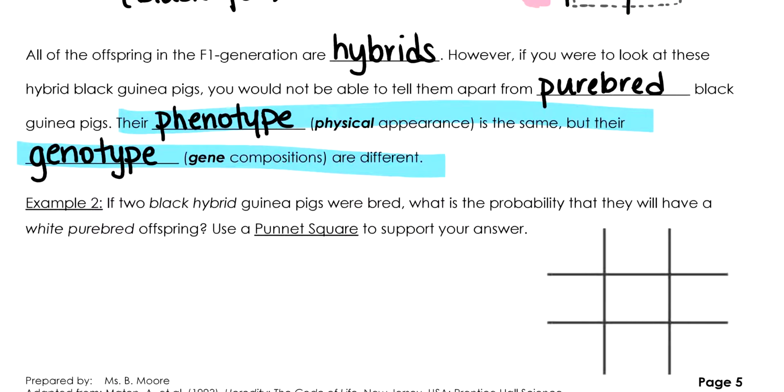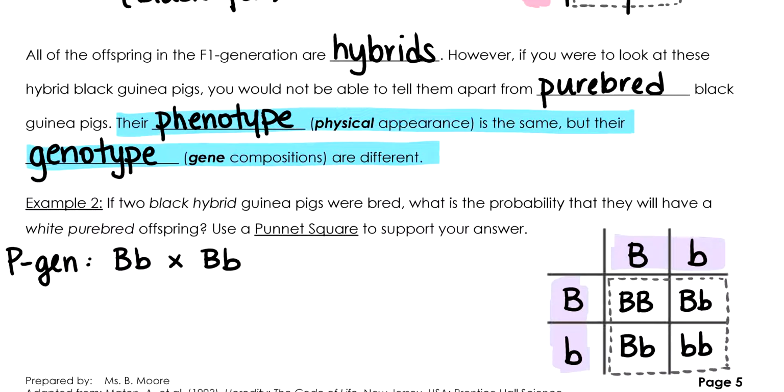Here's an example for you to try on your own. If 2 black hybrid guinea pigs were bred, what is the probability that they will have a white purebred offspring? Use a Punnett square to support your answer. Please pause the video here while you try this example.